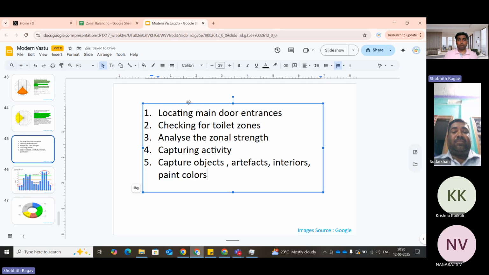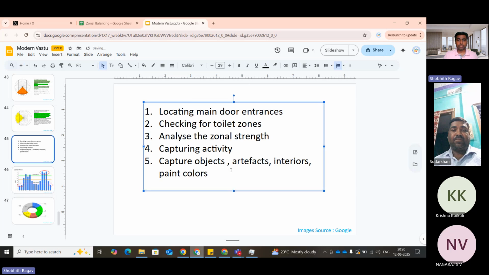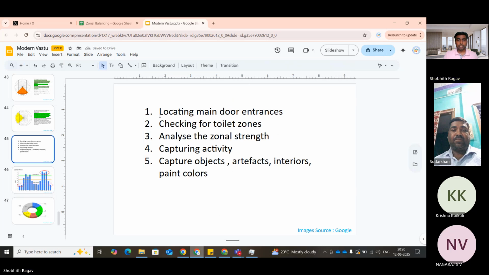Once we have all this, then we can easily conclude exactly what the problem is. And we have to go step by step. Unless we balance the first 1, 2, 3, we cannot straight away go and fix 4 and 5. It will not work because these are giving maximum influences. So we have to ensure that these are balanced. Then only we go to the last step.